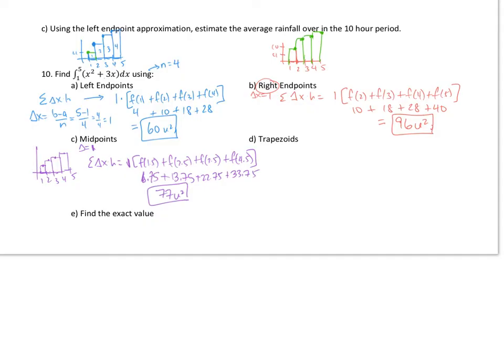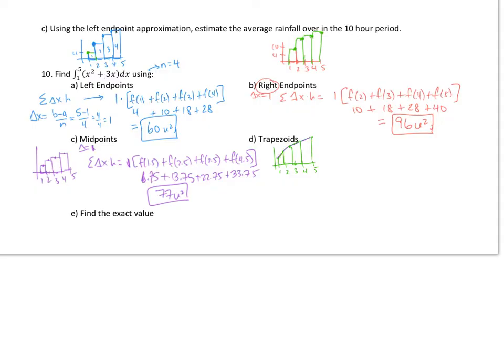Okay, finally, using the trapezoid rule. Again, same concept. I have 1, 2, 3, delta x is 1, so that's why I'm spacing them like this. But this time I'm going from here to here. I'm creating that trapezoid. So notice each of these has a trapezoidal top here.